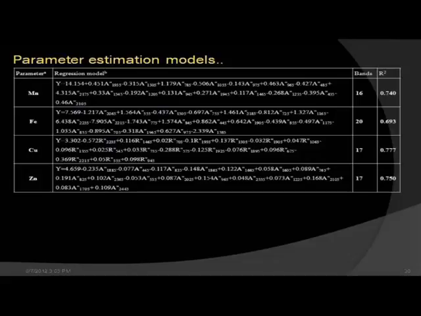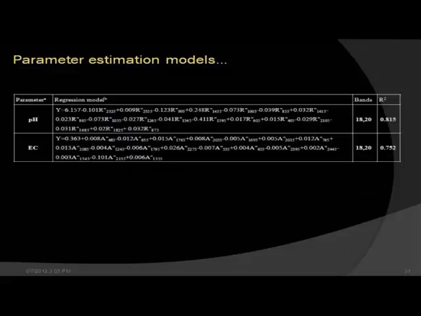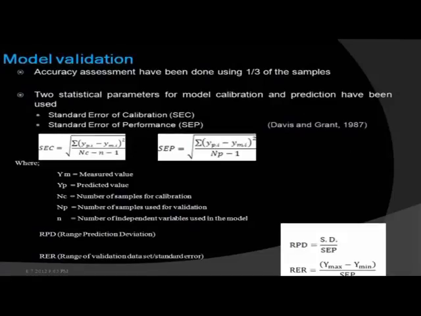Then it was evaluated: how good is my prediction equation? Of course, the R square value is given here, but we went for a simple statistical method to evaluate it, and we had one third of the samples to validate the prediction equations. There are two statistical parameters considered while developing the model and the prediction equations. One is the standard error of calibration, SEC, which is given here in the mathematical expression. The other one is the standard error of performance, how well it is performing. The equation is given here, where ym stands for the measured value and yp stands for the predicted value.